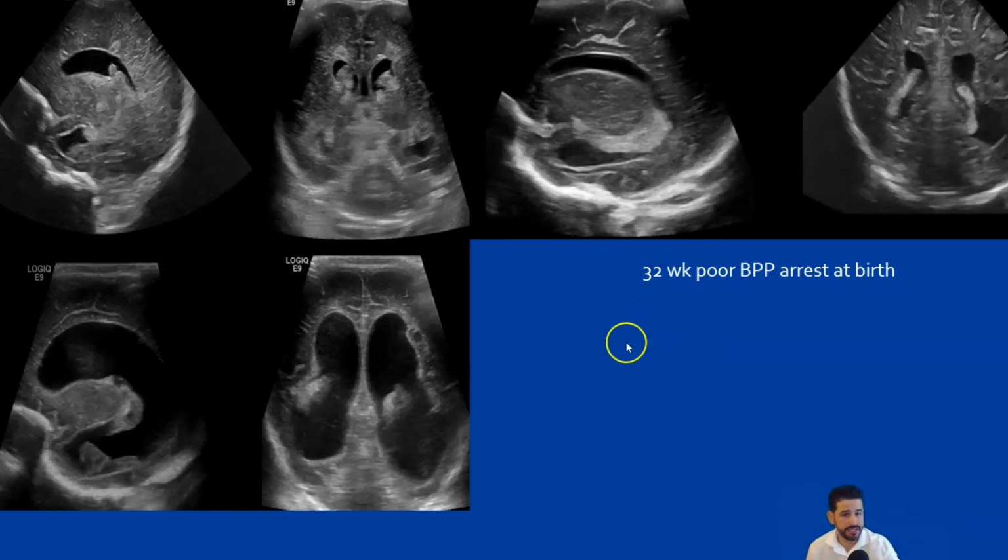Here's a 32-week gestational age baby who had a low score biophysical profile, and then had a cardiac arrest at birth. And here you see the echogenic lesions around the ventricles. The ventricles are prominent, and then they became very enlarged. And you see how those echogenic lesions eventually start to become cystic. Those are infarcts.